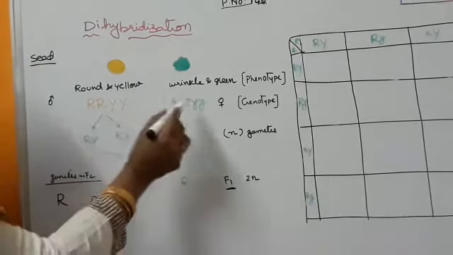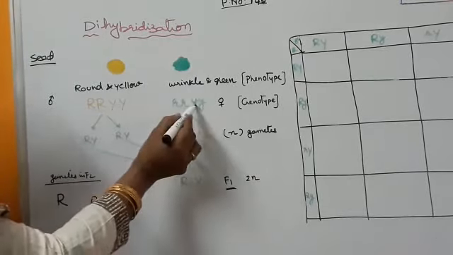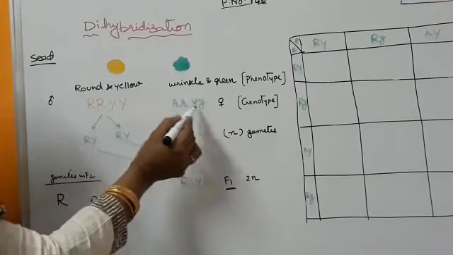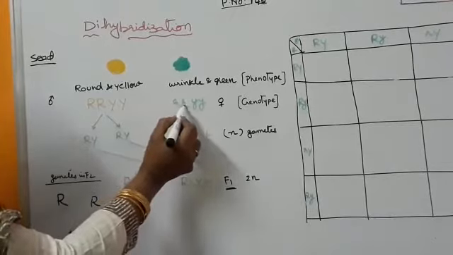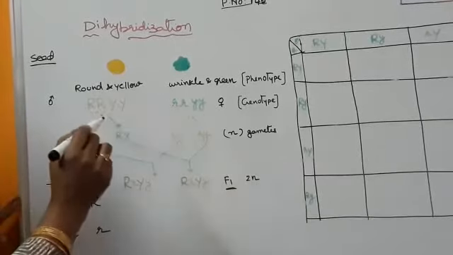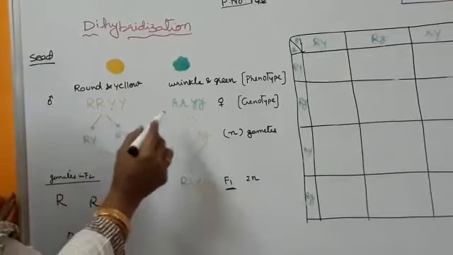So for green, I will not write a G. Here I will write small y. Why did I write small y now? Did you understand? Here small r, small y. Why did I take these letters? Because these are the recessive traits.